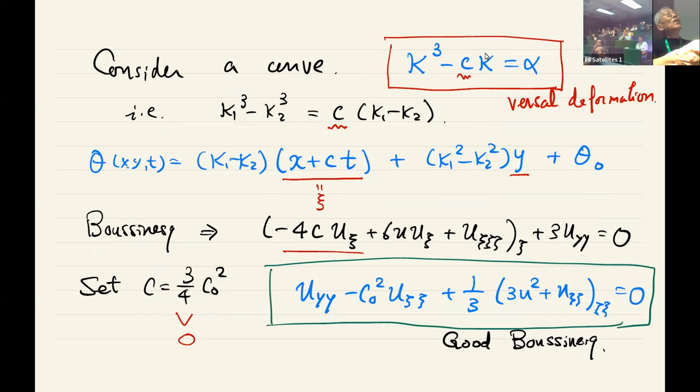So kappa cube equals alpha is so degenerate. Then you do some Galilean deformation by putting C. When C is positive, you have 3 real roots. So this C actually appears in this way: the T term is kappa 1 cube minus kappa 2 cube, the C times kappa 1 minus kappa 2. So kappa minus kappa appears, the X plus CT. This suggests you just use a new coordinate C, then you have the standard Boussinesq.